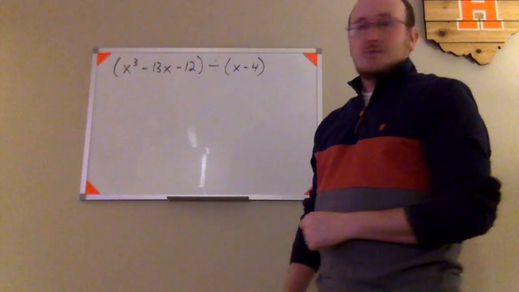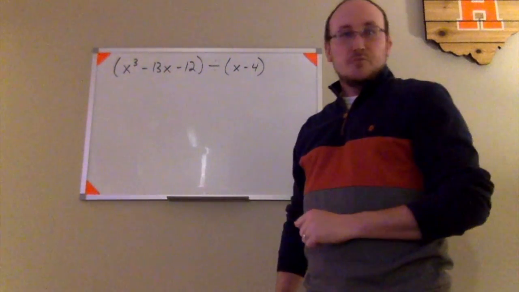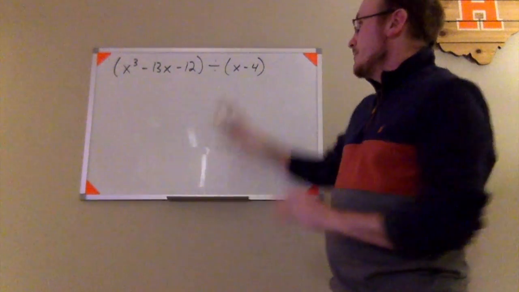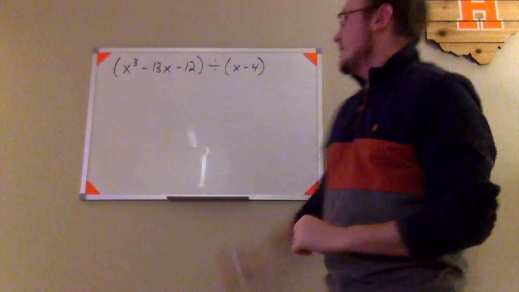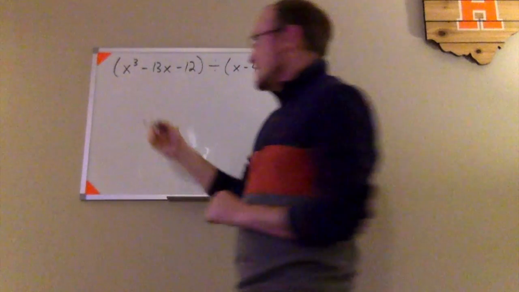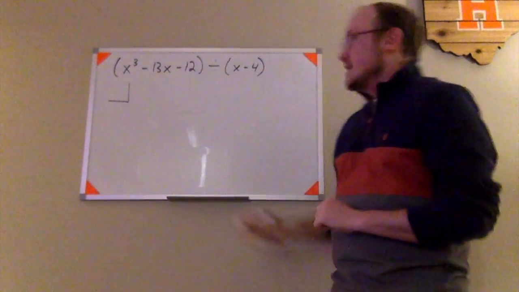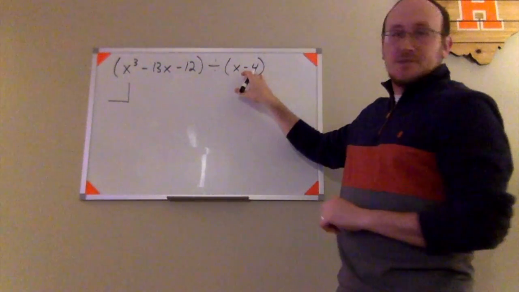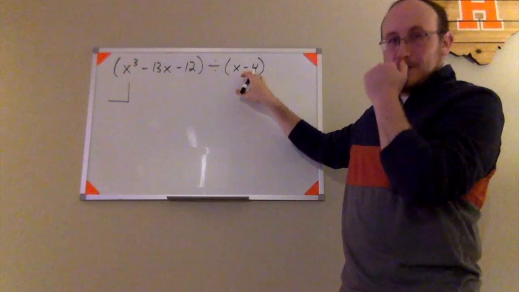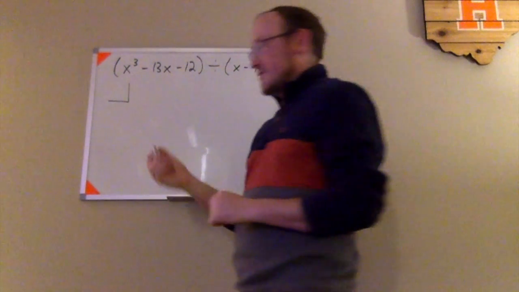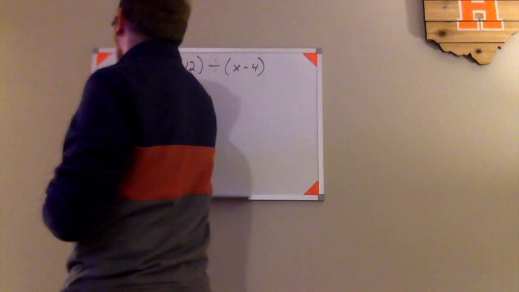Take a look at this example where we're being asked to divide this cubic trinomial by this linear binomial. We're going to try to use synthetic division again on this. So we're going to go ahead and set this up with our number that goes in the little box here. And again, that's going to be the opposite of what you see here. So here I see x minus 4. So that value that's going to go in the box there is going to be positive 4.